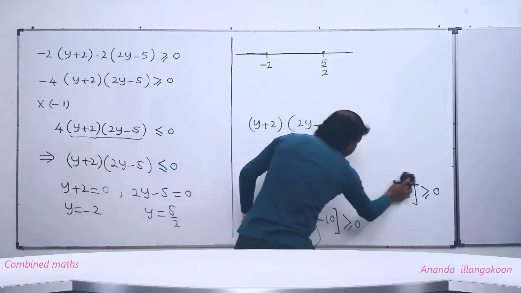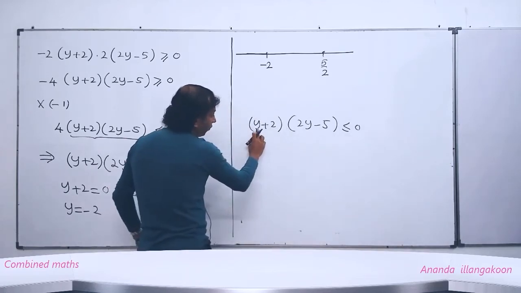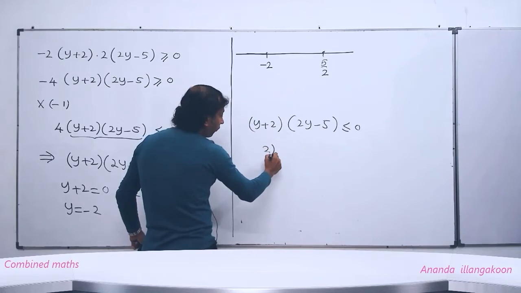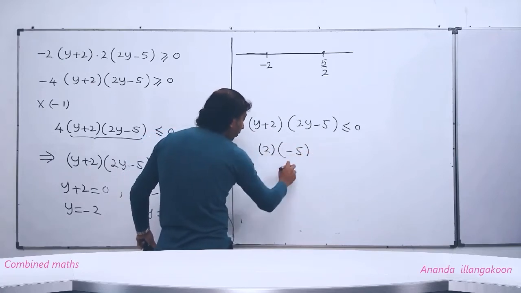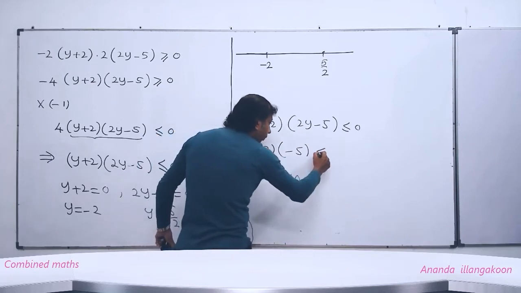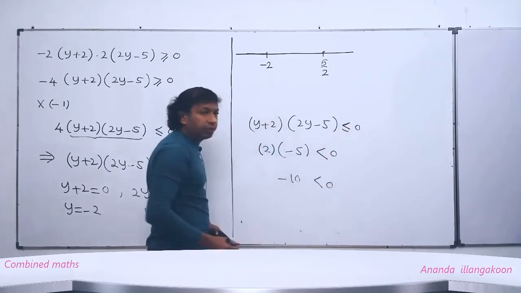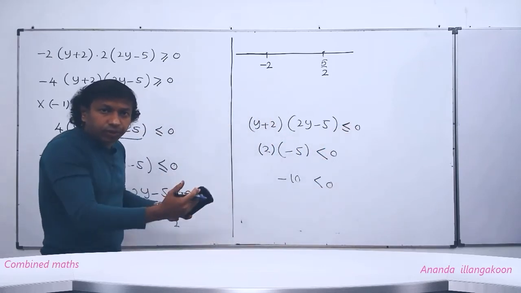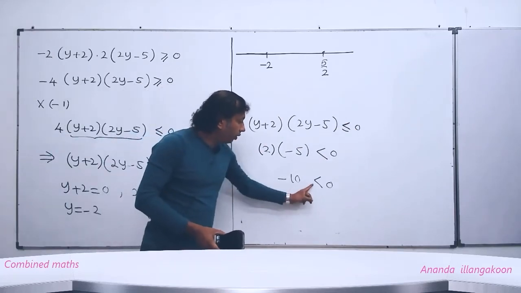Put y equals 0 there. Once you put y equals 0, 0 plus 2 is 2. With y equals 0, this is minus 5. 2 into minus 5 is minus 10. Minus 10 less than 0. Minus 10 means less than 0. On the left hand side of 0 only minus 10 lies. So therefore, minus 10 less than 0, this is true.